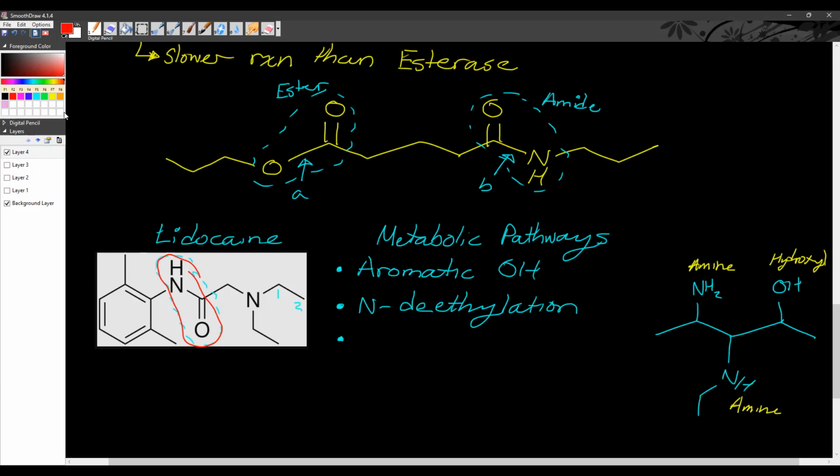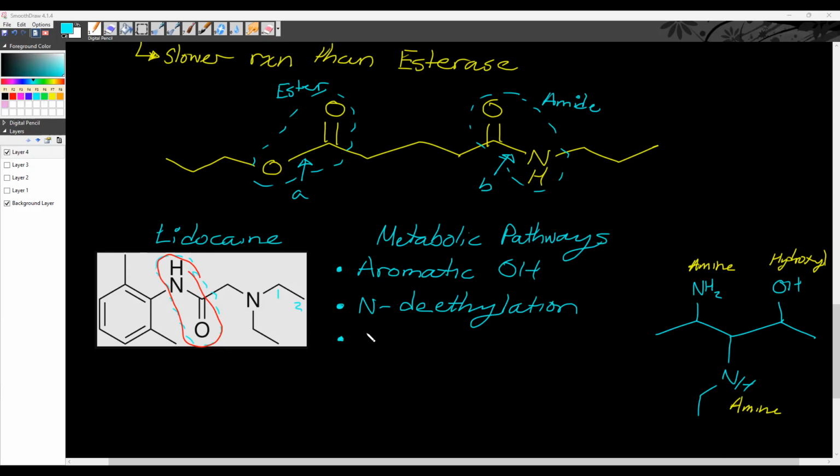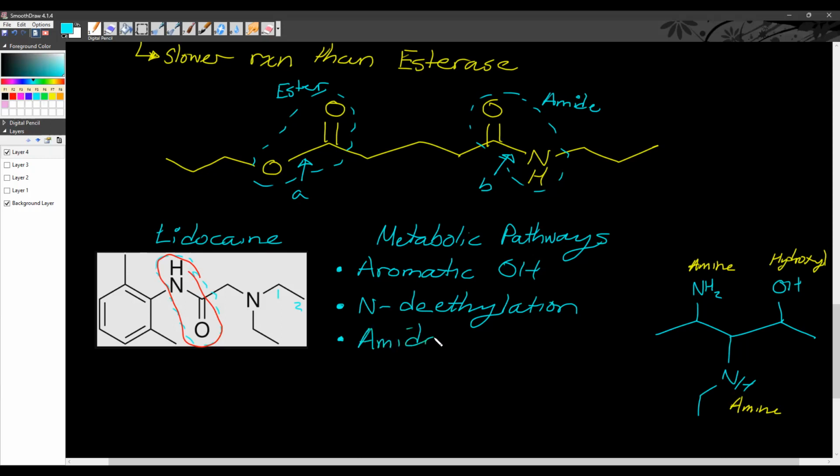So what is the last kind of reaction that our lidocaine can go through that we just talked about? Amidase. Exactly. So if you ever see an amide bond, is amidase a valid metabolic pathway? Yes. If you see an ester, is esterase a valid metabolic pathway? Yes. All the time. Totally.